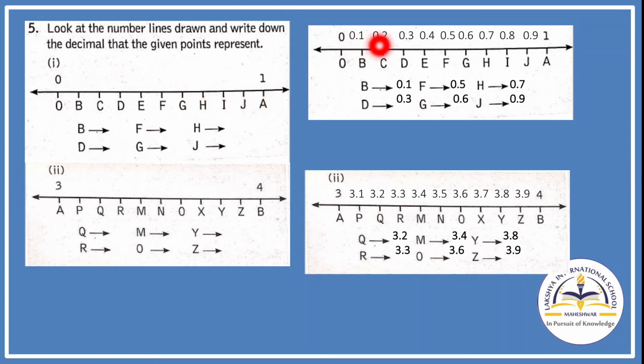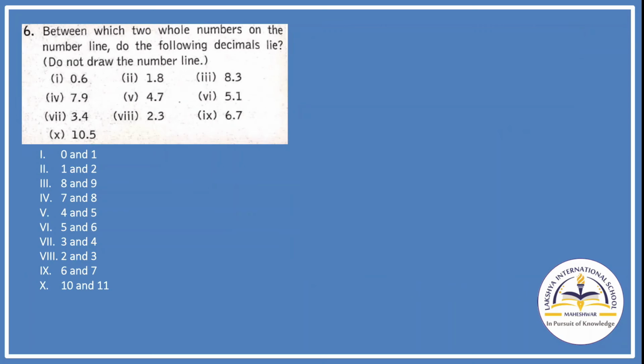Here the answer is given. Here we have written. Now you can clearly see at B which number is there, 0.1, that will be the answer. At D which number is there, that is 0.3. Now at F 0.5, now at G 0.6, now H 0.7, now J 0.9. Now in the same manner you have to solve question number 2.